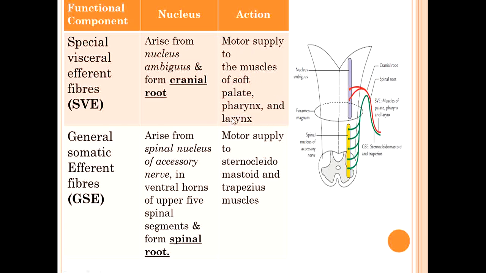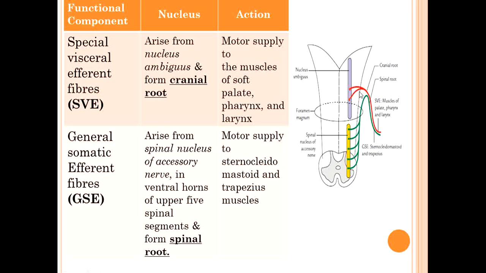palate, pharynx, and larynx. Okay, and other efferent fibers are general somatic efferent fibers, which arise from spinal nucleus of accessory nerve, which is present in the ventral horn of upper 5 spinal segments, and they form the spinal root. Okay, the fibers via the spinal root supply the motor supply to sternocleidomastoid and trapezius muscle.